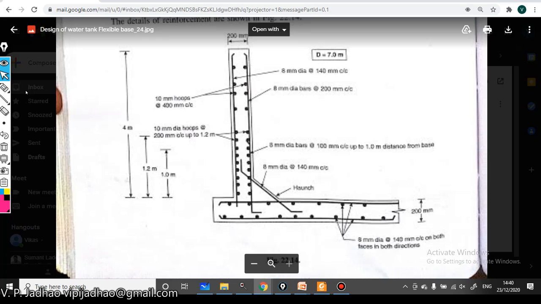Steel will be provided like this, you can see here. These vertical bars will be for resisting the bending moment, and the main bars will be provided up to a height of 1 meter only. The vertical bars will be provided up to a height of 1 meter, and then 50% of the steel reinforcement of the vertical bars will be curtailed, and the remaining 50% will be provided up to the top.